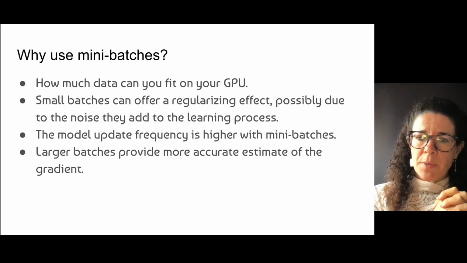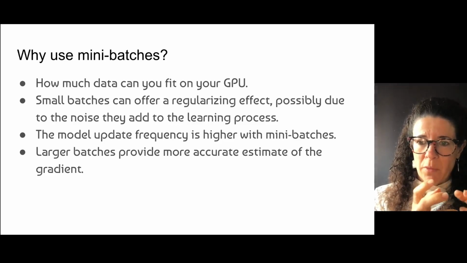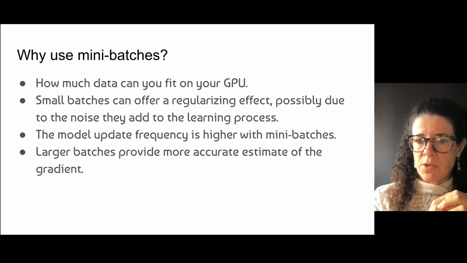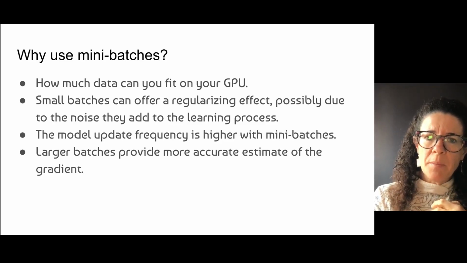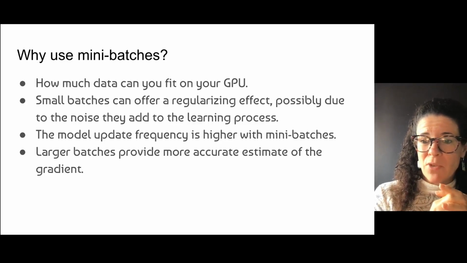There are a few papers talking about the fact that small batches can offer some regularizing effect to the models, that actually just making smaller batches gets you to better optimization, better minima, better models, more regularized models basically. And possibly this is due to the fact that by doing that you are adding some noise to the learning process. We don't understand this very well, but it's written in many papers.